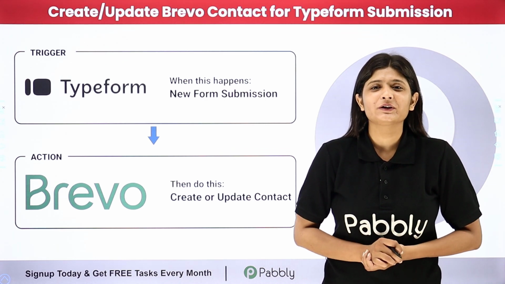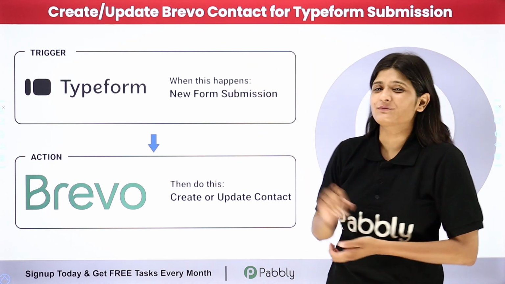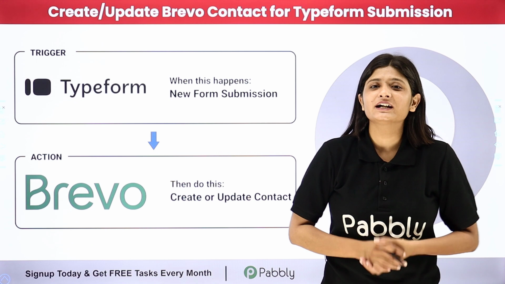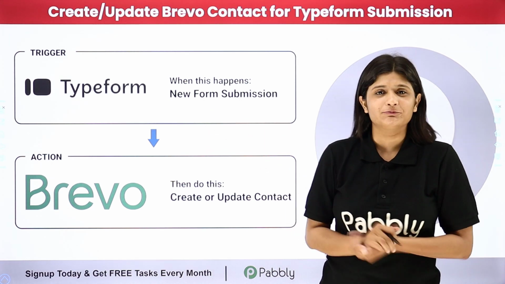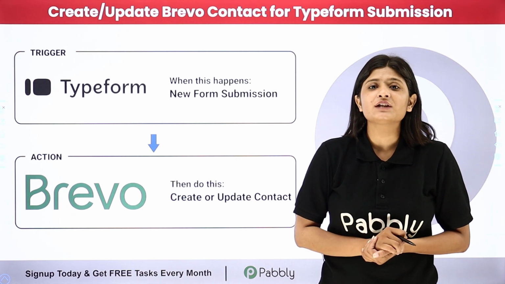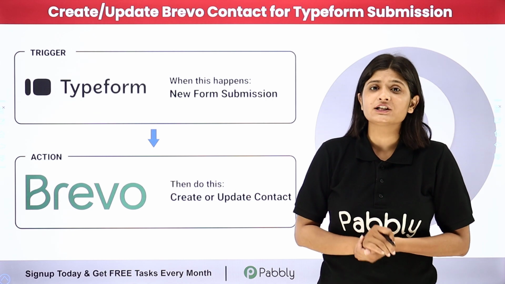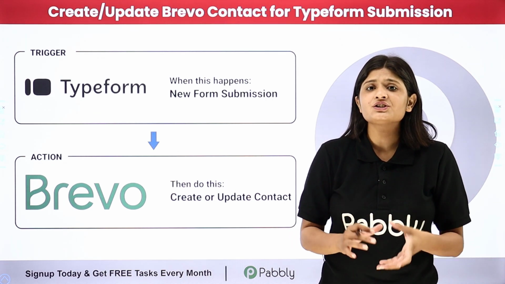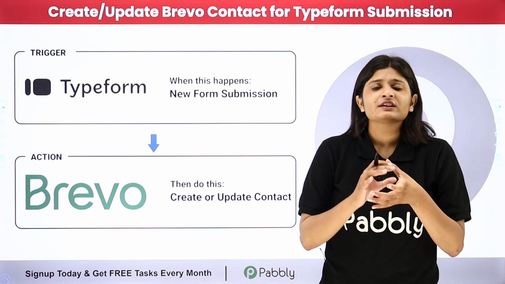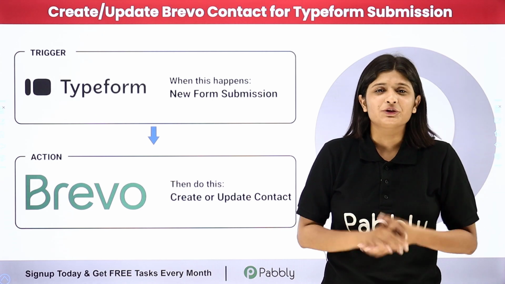In this video, we are going to learn how to create or update a Brevo contact for Typeform submissions. Let's suppose I am running an event management company and I am taking all the registrations with the help of Typeform. Now I want that as soon as the person submits the form, the details are automatically sent to Brevo and the contact is created automatically. In case there is a need for a change or update in the details, the form is submitted and it is sent to Brevo and the contact is updated automatically.